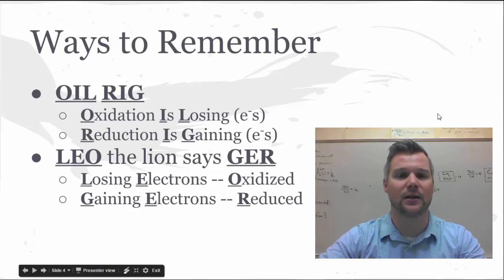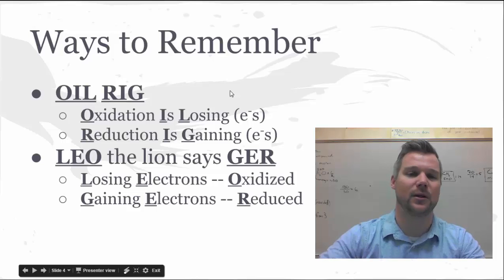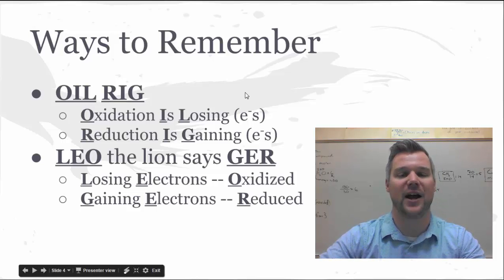We have a couple mnemonic ways to remember what's going on for a redox reaction. We have one called OIL RIG, and the other one is called LEO the lion says GER, where the first letters of oxidation is losing is OIL, and then reduction is gaining is RIG, or LEO the lion says GER. LEO is losing electrons, oxidized, gaining electrons, reduced, and there's your GER. Pick one of these two mnemonics to remember. You don't need to know both, but then practice using that every time we do a redox reaction.